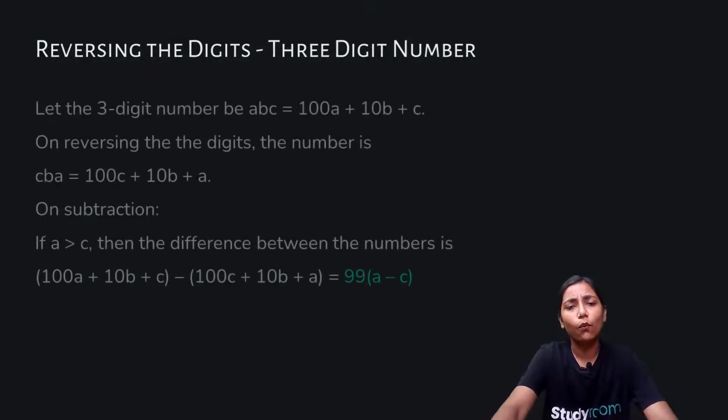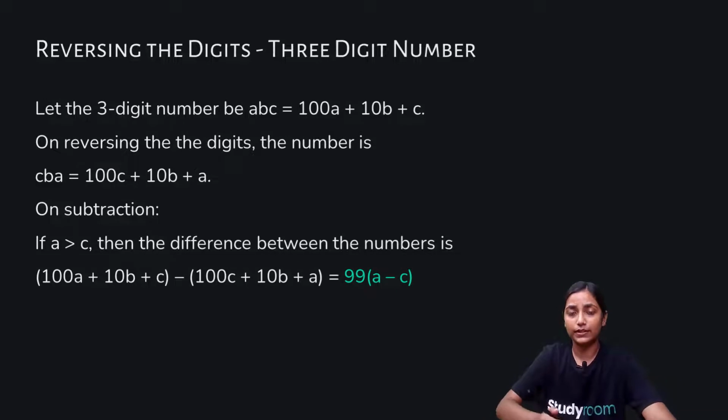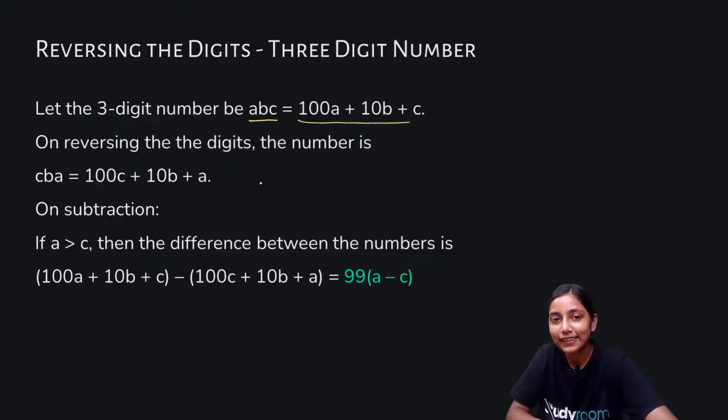Let's see why this happens, why is this always true. So let that 3-digit number in general be ABC. We know that ABC can be written in the generalized form as 100A plus 10B plus C. On reversing the digits, I am getting CBA, and CBA can be written as 100C plus 10B plus A.